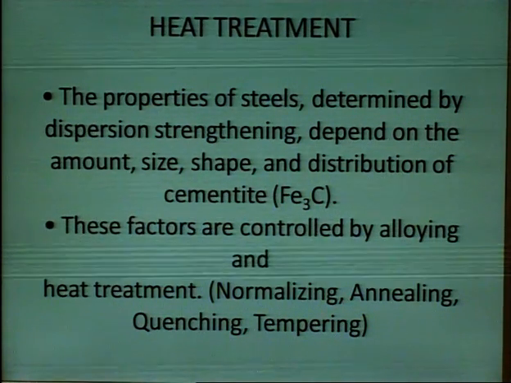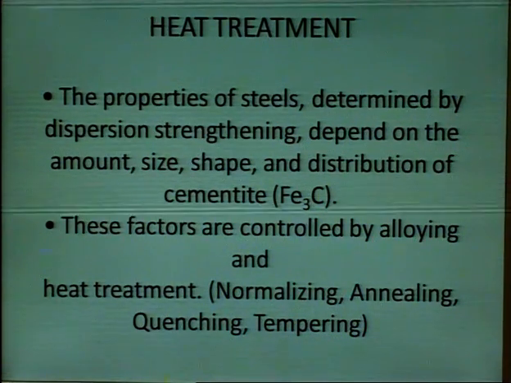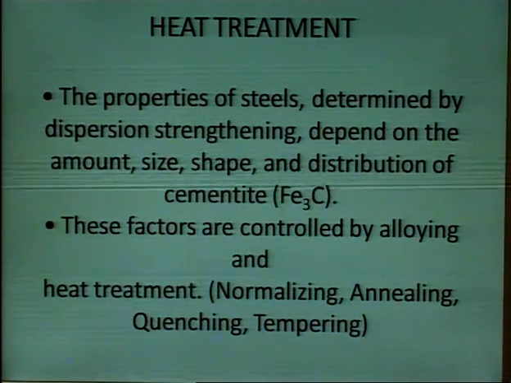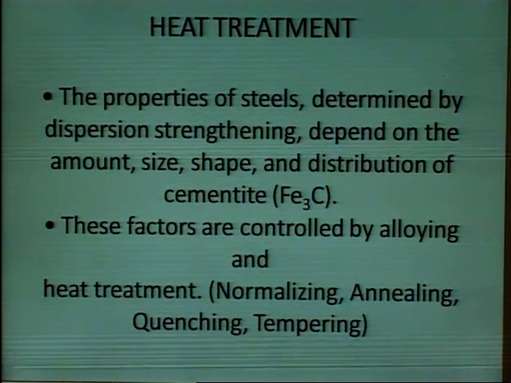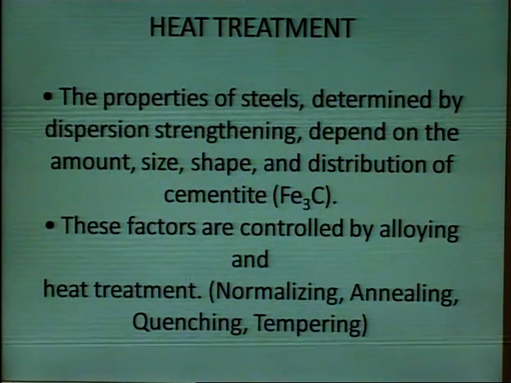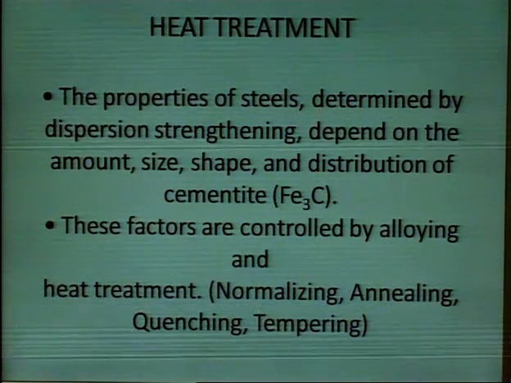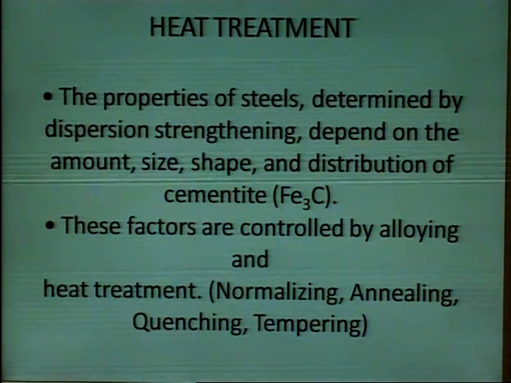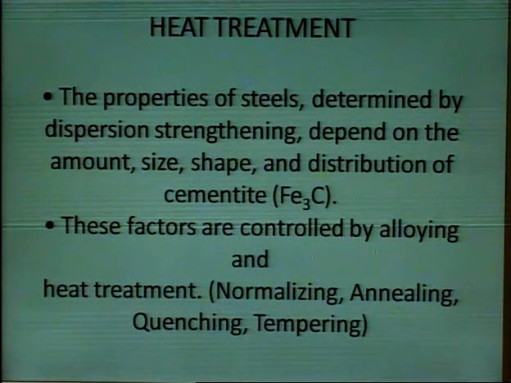The properties of steels determined by dispersion strengthening depend on the amount, size, shape and distribution of the cementite. These factors are controlled by alloying and heat treatment: normalizing, annealing, quenching and tempering. In this, the metal or alloy is heated at high temperature and let to cool normally. So, that is normalizing. And when it is cooled suddenly, then it is known as annealing. Quenching, when it is heated and then let it cool and then heat it again and then let it cool. This technique is known as quenching.